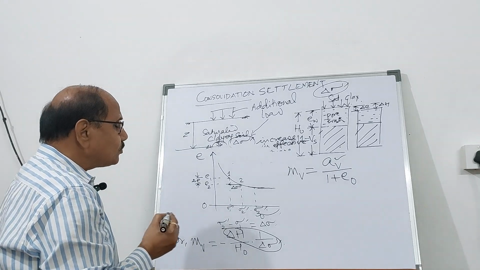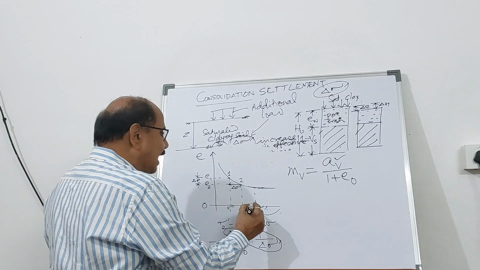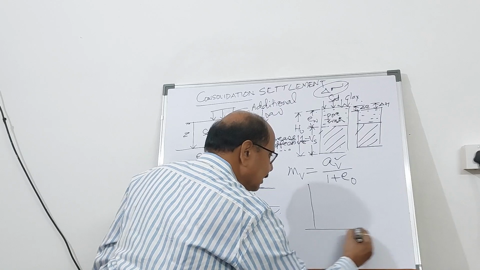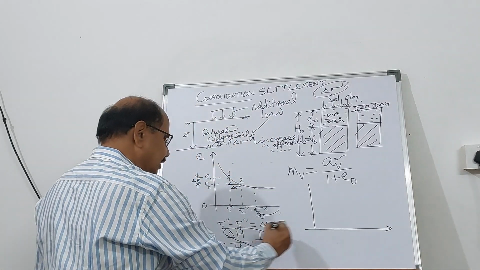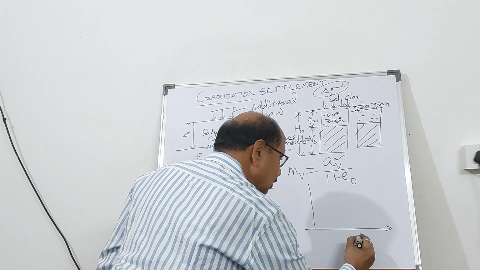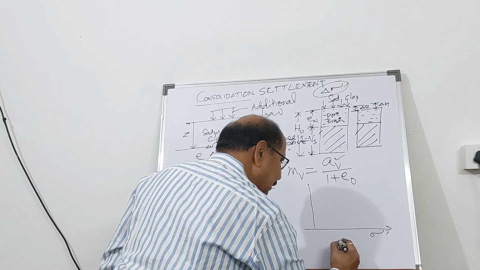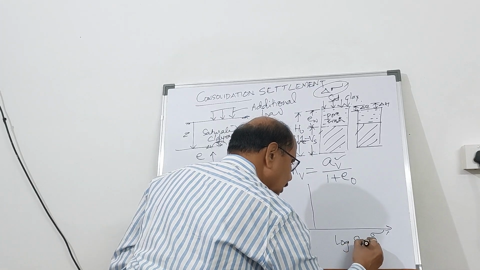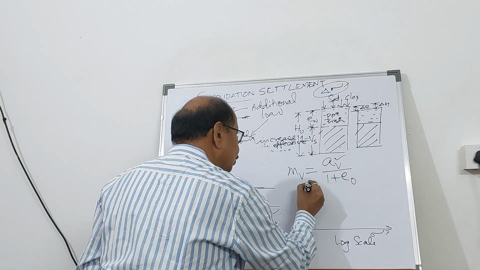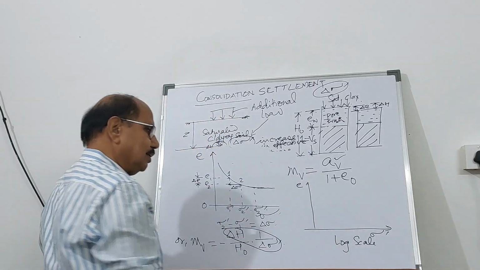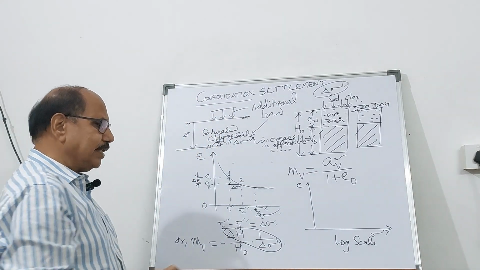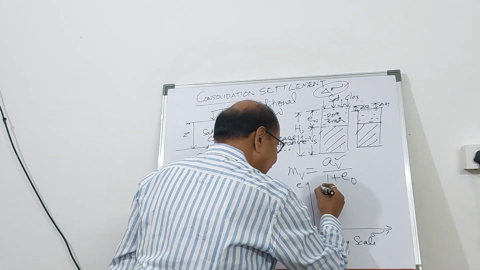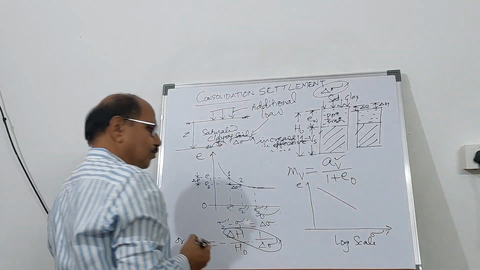And therefore, in the last video, I had told you that if you are going to plot it on a logarithmic scale, now let's say I am going to have this effective stress plotted on a logarithmic scale, and this void ratio is going to be on an arithmetic scale. That is, you take a semi-log paper and plot it, you get a virgin curve like this.